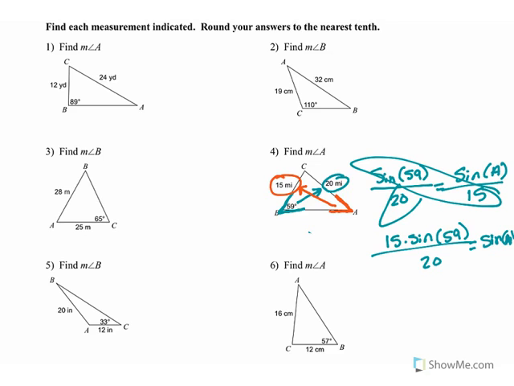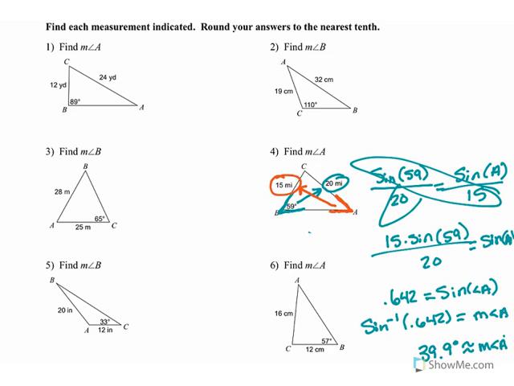That doesn't look like an A, but it is. What did you get for that part, Emily? 0.642. Okay, so 0.642 equals the sine of angle A. We have to do the sine inverse, right? So the sine inverse of 0.642 equals the measure of angle A. What did you get, Kellen? Did you get the same thing? Good. So 39, you guys are 0.2 off, but that's okay. 39.9 degrees is approximately the measure of angle A.